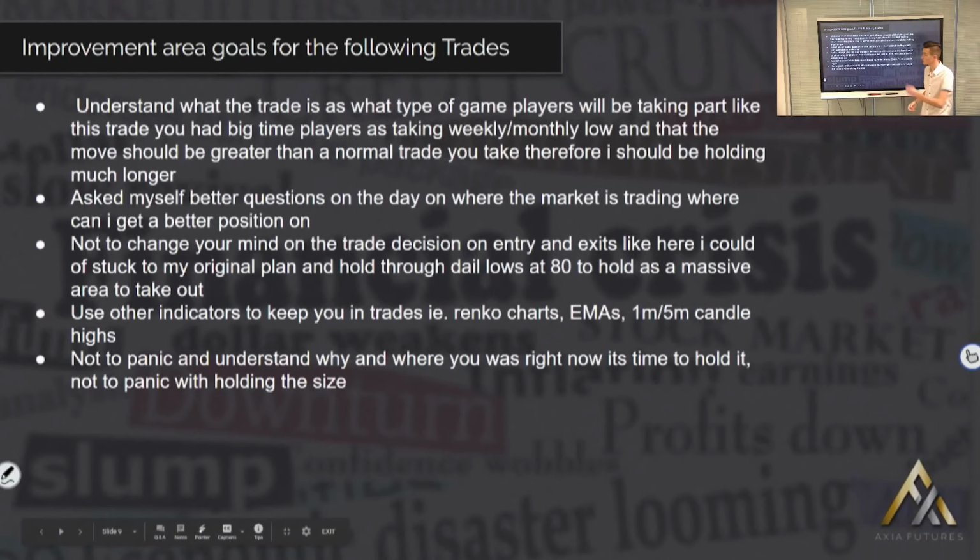The improvement areas I put down for following trades and possible trades you're going to be in are to understand what type of trade you've taken for one bigger time frame, and what type of game players you're going to be having, what they're going to be taking part in. Is it big areas where you're going to get a massive move, or is it going to be a 10-20 tick move, something like that? I need to change that perspective.